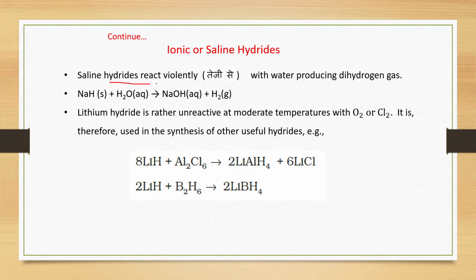Saline hydrides react violently with water, producing dihydrogen gas. Like the reaction of NaH with H2O: it will form NaOH and hydrogen gas is liberated.